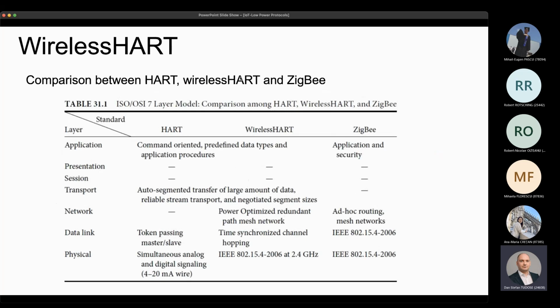Now, this is a comparison between HART, WirelessHART, and ZigBee, given the similarities between WirelessHART and ZigBee. What's interesting here is, of course, you use the same standard for the physical layer. The data link layer is different. You have a time synchronized channel hopping scheme for WirelessHART. For wired HART, you have a token passing scheme with, let's say, a master device and one or multiple slave devices which are connected in that current loop configuration. Now at the network layer, you have a mesh network both for WirelessHART and for ZigBee, but there are differences in how that mesh network is established. And again, it's a proprietary stack for WirelessHART here.